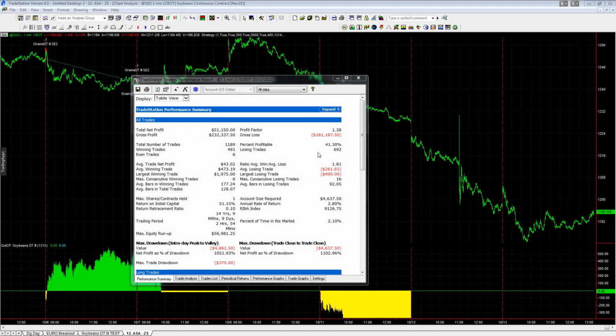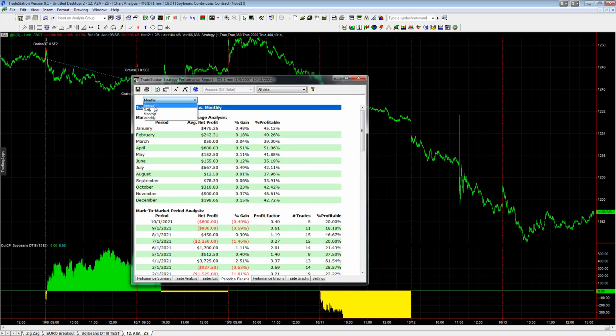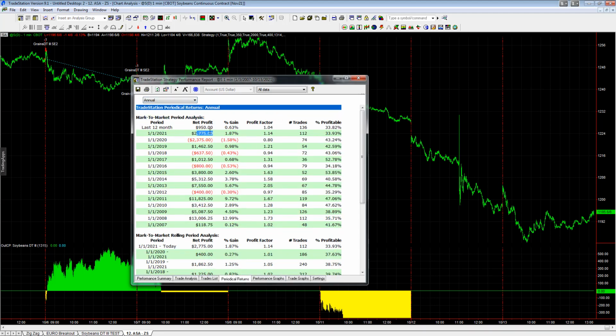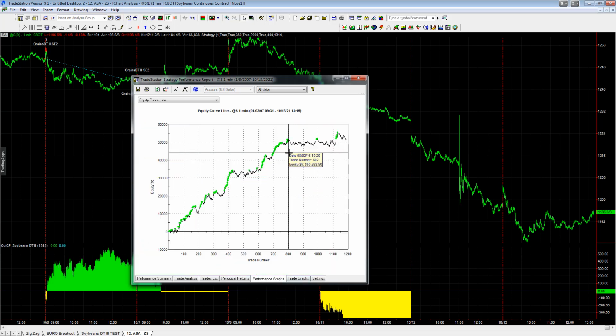Soybeans DayTrader 3 is one of my long-term strategies. It is up on the year. This performance report is with slippage and commission. So 27.75 up on the year, about break even the last 2 years. And it had a sideways equity curve.